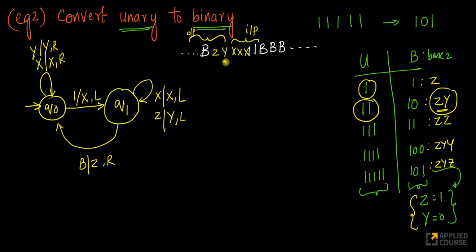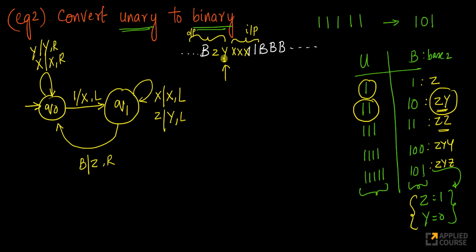Now what do I want? I want ZZ. Now what do I see here? I see a Y. This Y now, look at this. I've reached here now finally. And my state is still Q1.